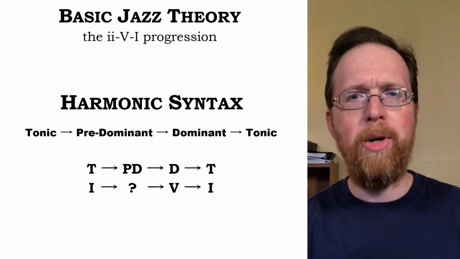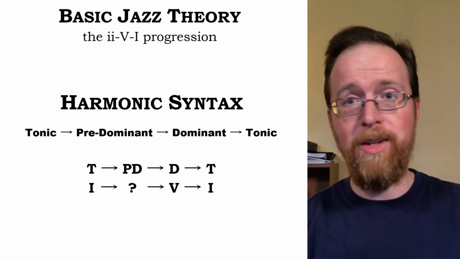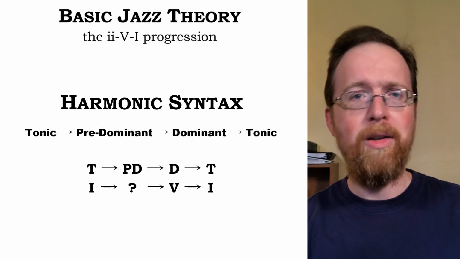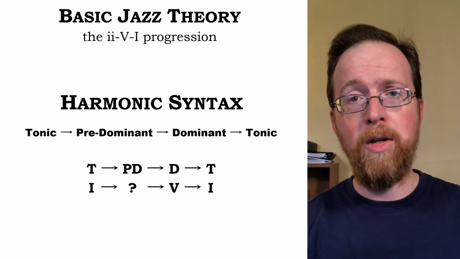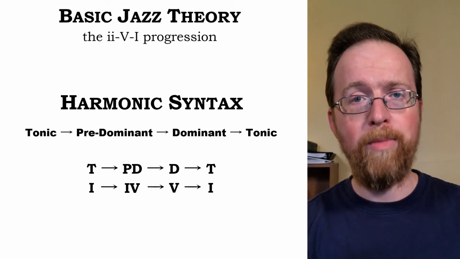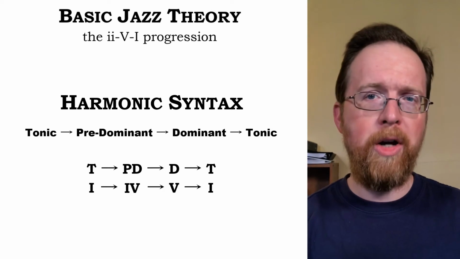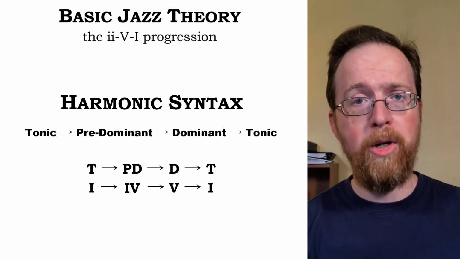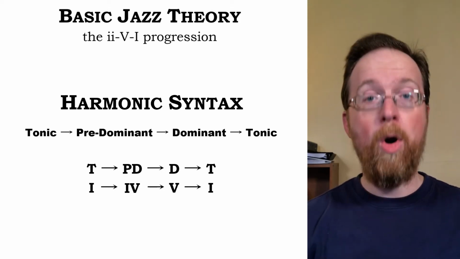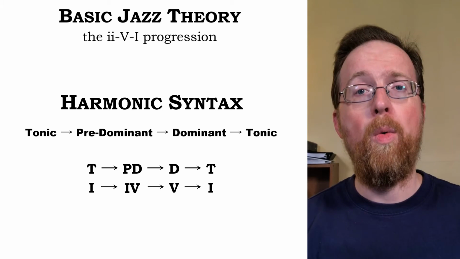So what is a predominant? Well, it's the harmonic function that naturally precedes the dominant, obviously. Now, there are several chords that can serve in this harmonic function, but for now, we're going to limit our consideration to the 4 chord, the subdominant. So a natural harmonic progression might flow from tonic this way: tonic, predominant, dominant, tonic, or 1, 4, 5, 1.